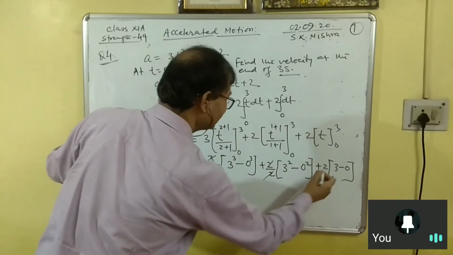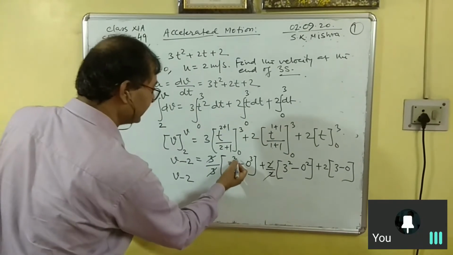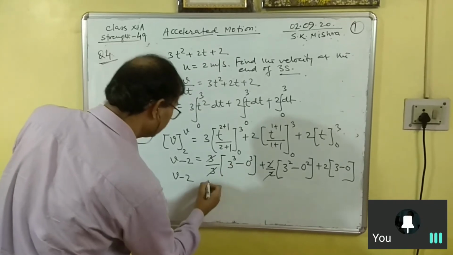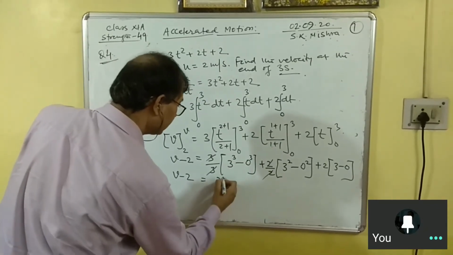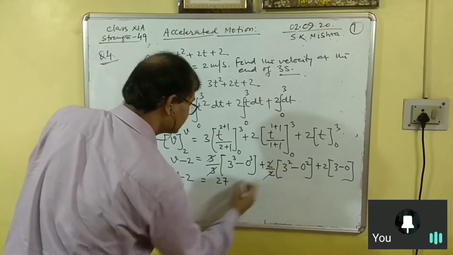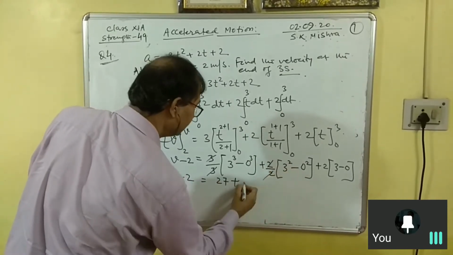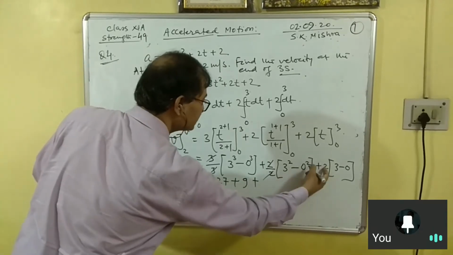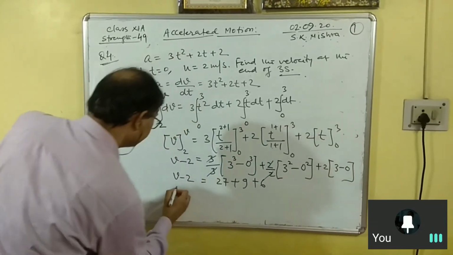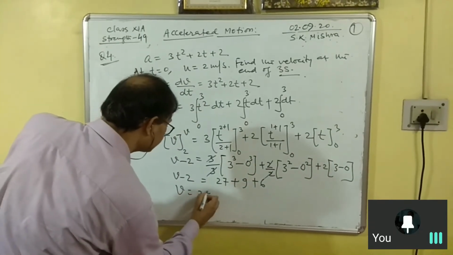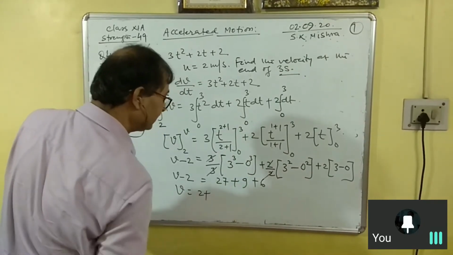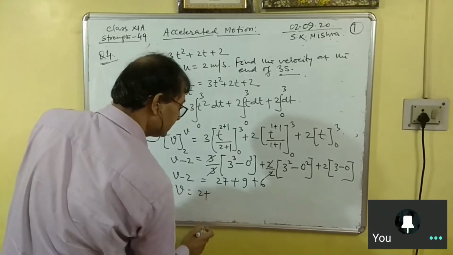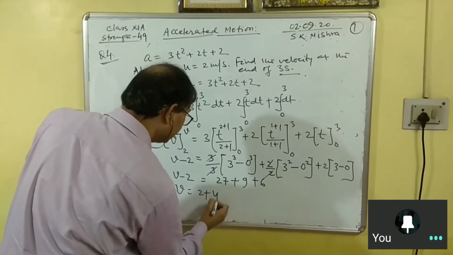so this is 3 raised to 3, how much? 27. This is how much? 9, and this is how much? 6. So then v is equal to 2 plus 27 plus 9 plus 6. So 27 plus 9, 36, plus 6, 42.